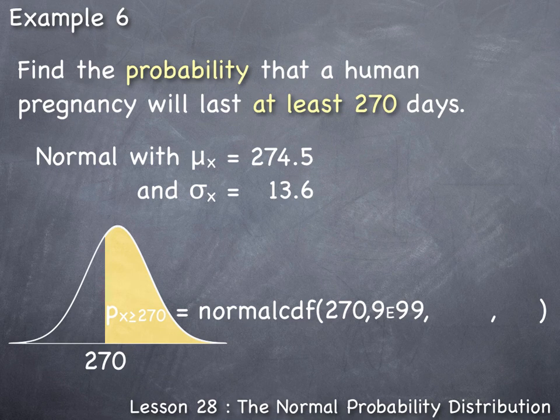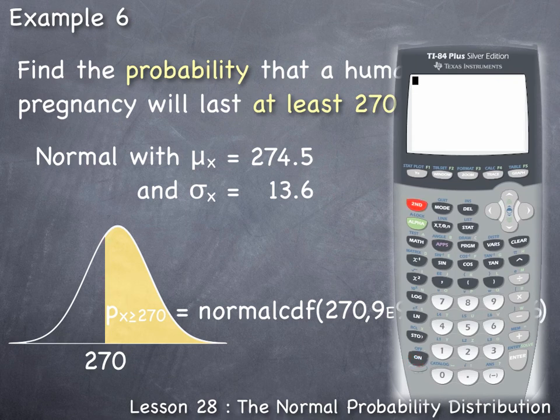Now the last 2 values that are entered are mu sub x, the mean, and sigma sub x, the standard deviation. Here, mu sub x was 274.5 days, and sigma sub x was 13.6 days. So now we could enter this command into the TI-84 calculator. The normal CDF command is found in the distribution menus. So we press second, DISTR, arrow down to the normal CDF command, press enter.